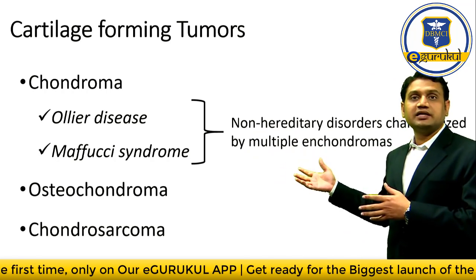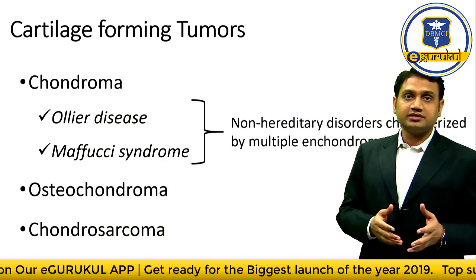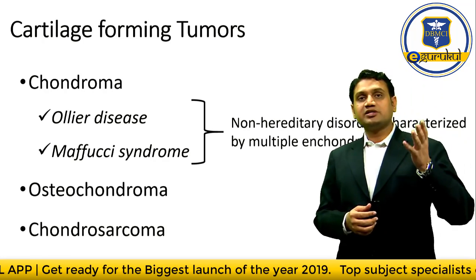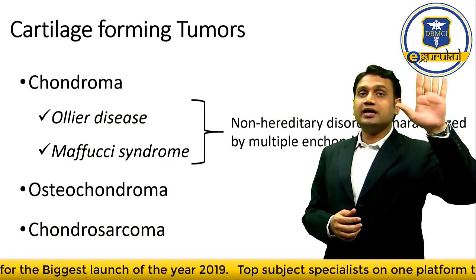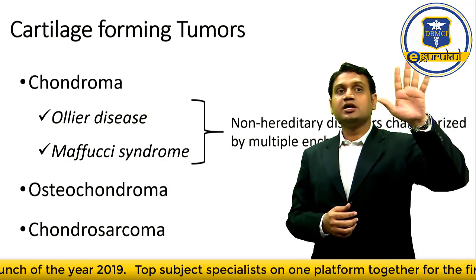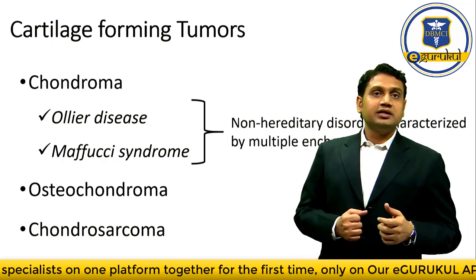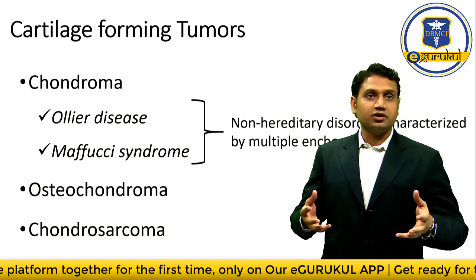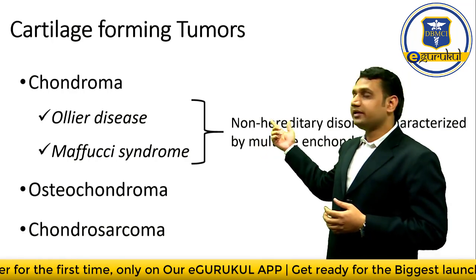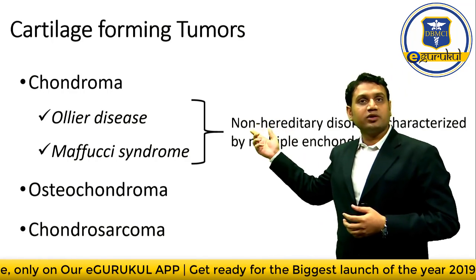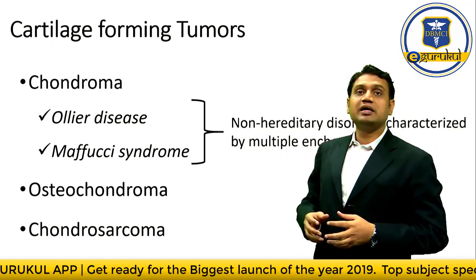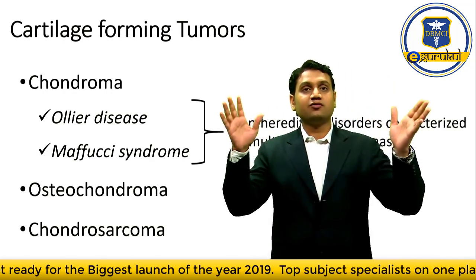Chondromas are tumors of the hyaline cartilage. The most common location where these tumors occur is in the digits. When they occur inside the phalanges, the digits, we call them enchondroma. Enchondromas have certain associations with other disorders. We know them by some syndromes. Number one is Ollier's disease. What actually is Ollier's disease? Ollier's is when you have multiple enchondromas, multiple digits involved.